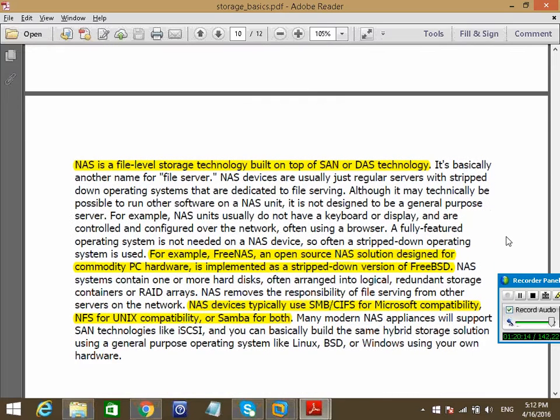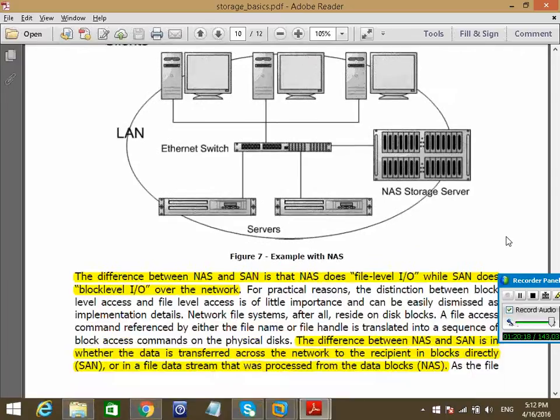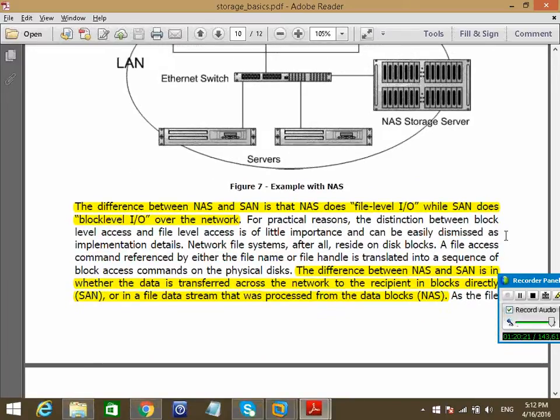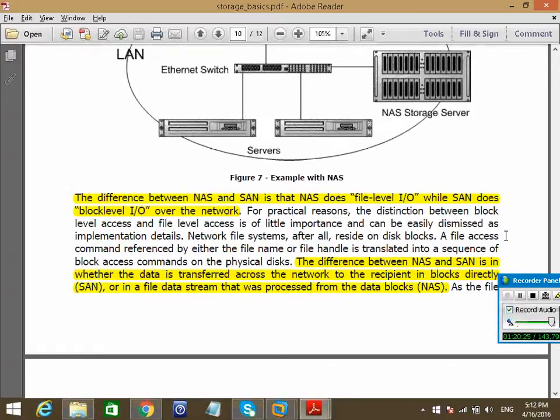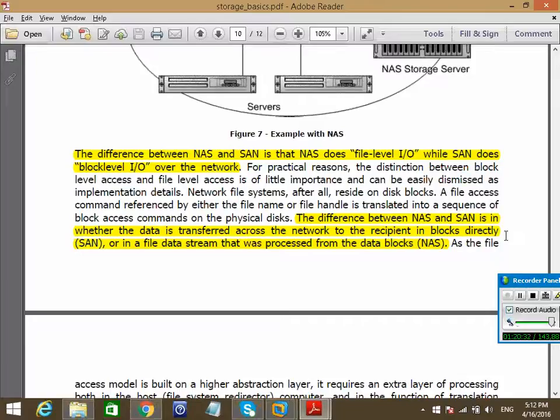So basically you will see the advantages. The difference between NAS and SAN is that NAS does file level I/O, while SAN does block level I/O over the network. Data is transferred across the network to the recipient in blocks directly in SAN. Over the network it is transferred as data blocks, whereas in NAS the file data stream is processed from the data block, the file layer.